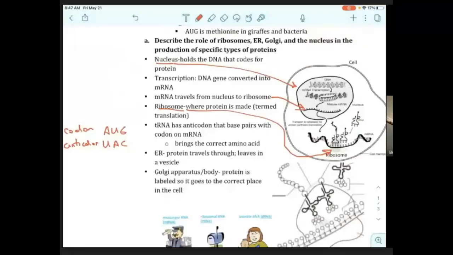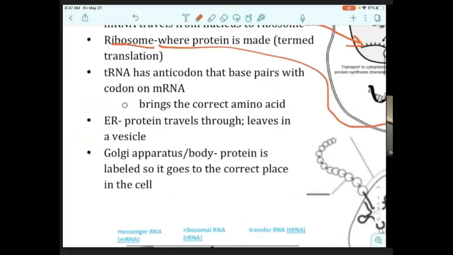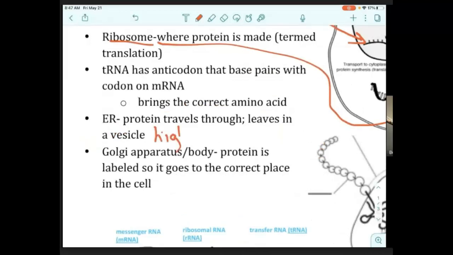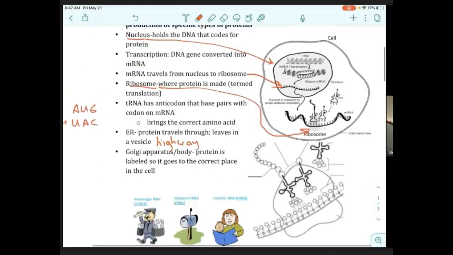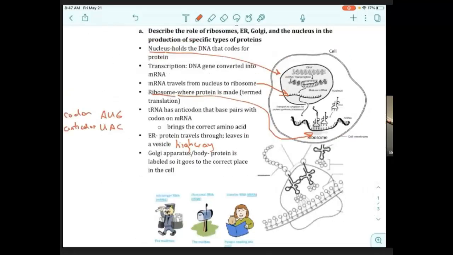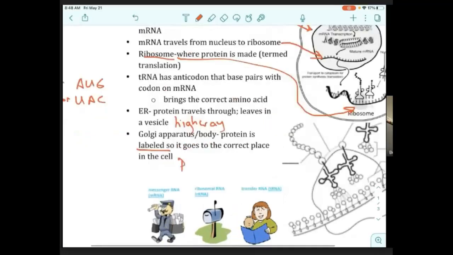The ER is where the protein travels through and leaves in a vesicle. Remember we said the ER is kind of like a highway for proteins. They can get quickly throughout the body of the cell. And then lastly, the Golgi apparatus is a place where the proteins get labeled. Remember we said it's kind of like the post office. We label things, and because of the labels and the zip codes, they end up going to the correct destination.